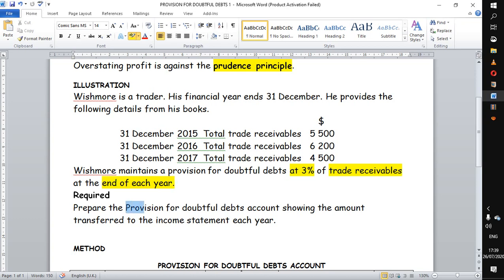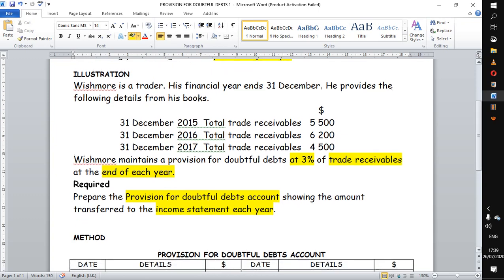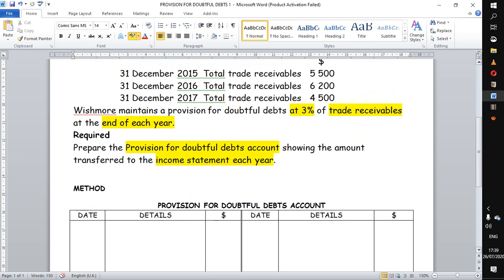Now the question requires us to prepare a provision for doubtful debts account showing the amount transferred to the income statement each year. So that is very important. So the provision for doubtful debts account will show us the amount that has been transferred to the income statement each year. Right, let's see how to do it now.